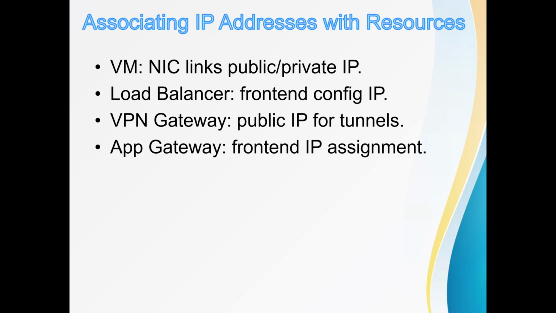And then for a load balancer, it will have a front end config IP. A VPN gateway will have a public IP for tunnels, and an app gateway has a front end IP assignment. So to associate IP addresses with resources, we will have different kinds of configurations for each type of resource. Load balancer will have front end config IP, VPN gateway will have public IP for tunnels, and app gateway will have front end IP assignment.